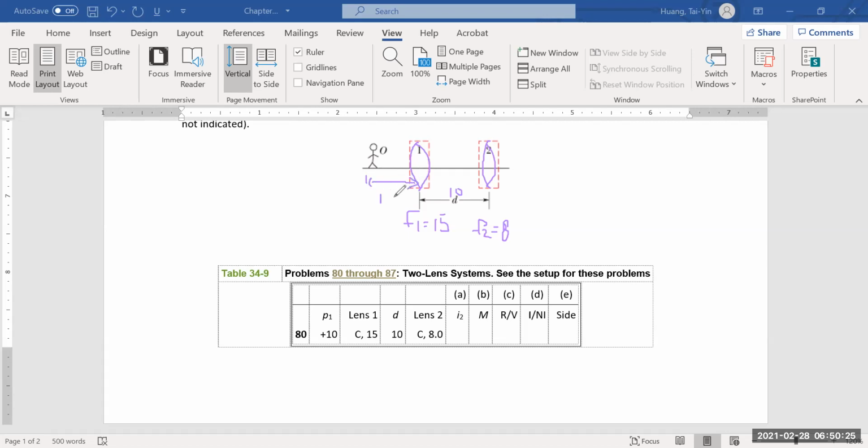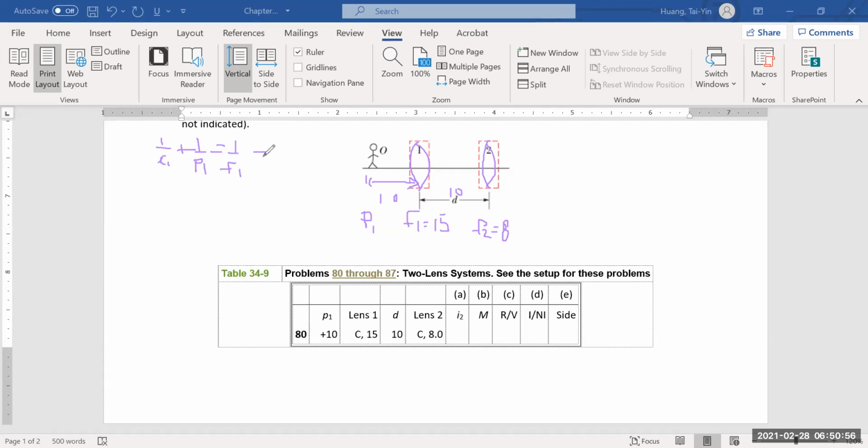So this I will call P1. Our first step is to ignore the second lens. Let's just look at when you have an object that's 10 centimeters in front of the first lens, where should that image be formed? You will apply 1 over I1 plus 1 over P1, and that's equal to 1 over F1. Your F1 is positive 15, and your P1 is positive 10 because it's in front of the lens.